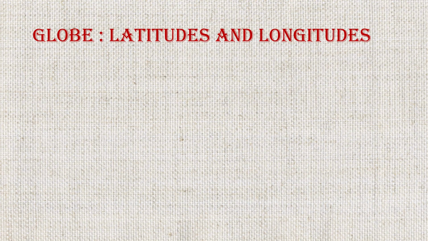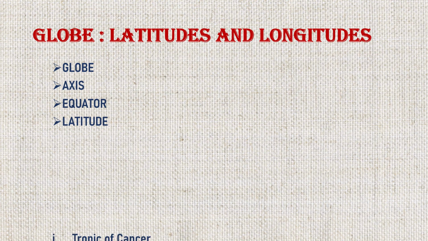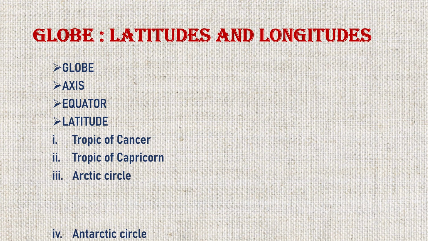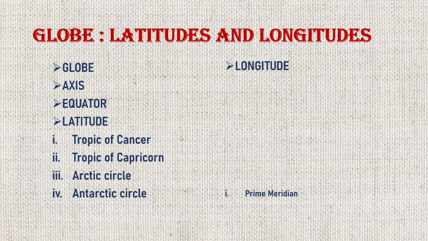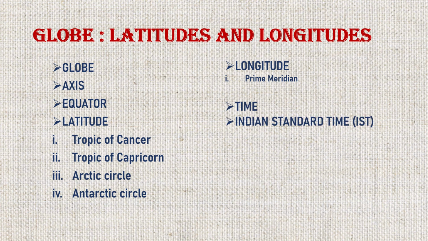Today in this video we will discuss the second chapter of NCERT Class 6 Geography, which is Globe, Latitudes and Longitudes. By the end of this video, we will get to know what is a globe, an axis, an equator, what are latitudes, and important parallels of latitudes such as Tropic of Cancer, Tropic of Capricorn, Arctic Circle and Antarctic Circle. We will also get to know what are longitudes and the important longitude, which is prime meridian, what is time and Indian Standard Time, and how to measure time. So let's begin our video.